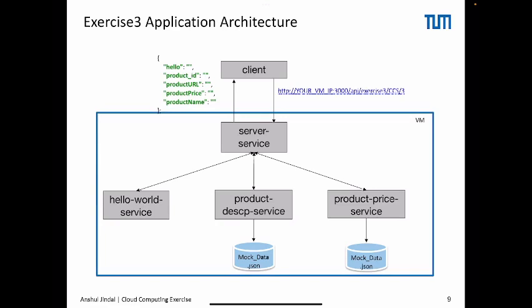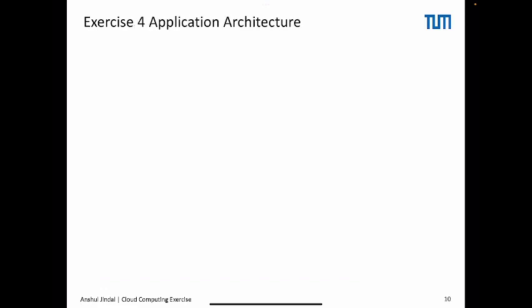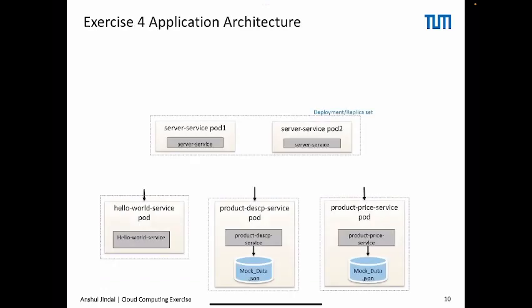Before deploying the Kubernetes cluster, let's see how the application architecture would look if you deployed on the Kubernetes cluster. We are using the same application as the last one, the exercise 3 application, where you have the 4 microservices, and these 2 microservices are attached with the mock data. Once you send a request through this URL, you get a response like this. Now we need to convert it into a Kubernetes-based deployment for this particular application.